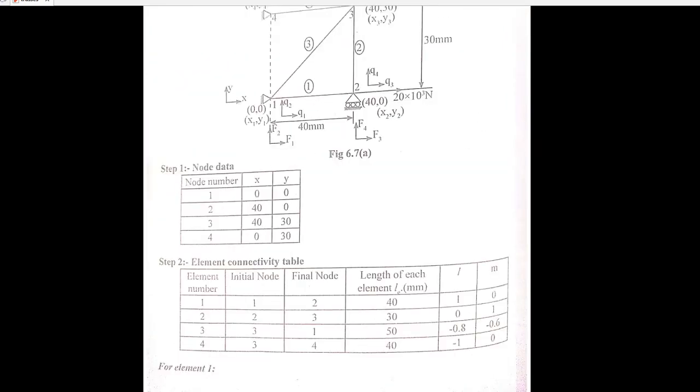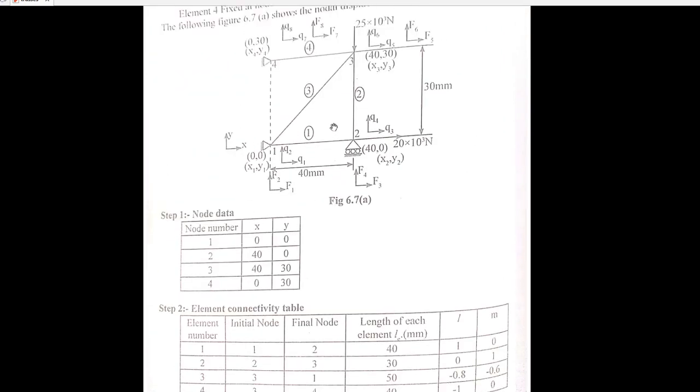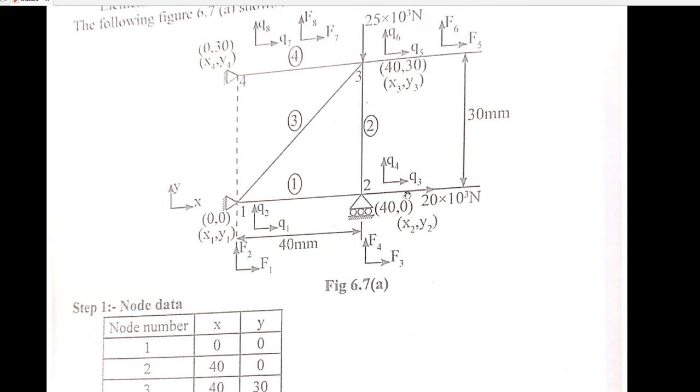In this problem, there are two types of support. One is fixed support, one is roller support. Therefore, in fixed support, what are the things that become zero? Q1, Q2 here, Q8, Q7. And what about node 2? Q3, Q4.